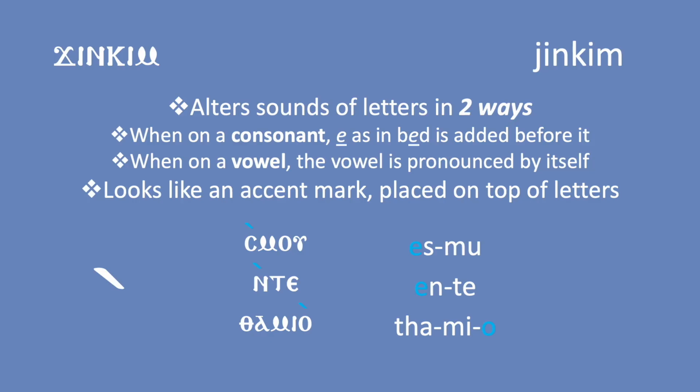Firstly, we have Ismu. Without this Jinkim, it would just be Smu, but since this Jinkim is here, we pronounce the Sima separately by adding an e in front of it. Here we have Ente. Again, without the Jinkim, it would be Inte, but since we have the Jinkim here, we're pronouncing the N separately. So it would be Ente.